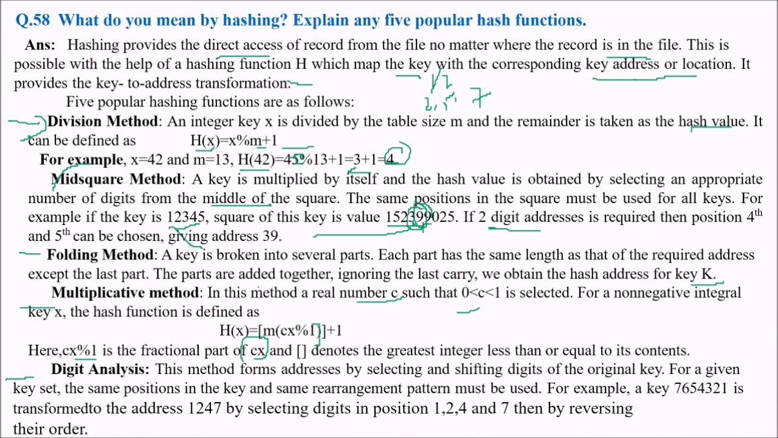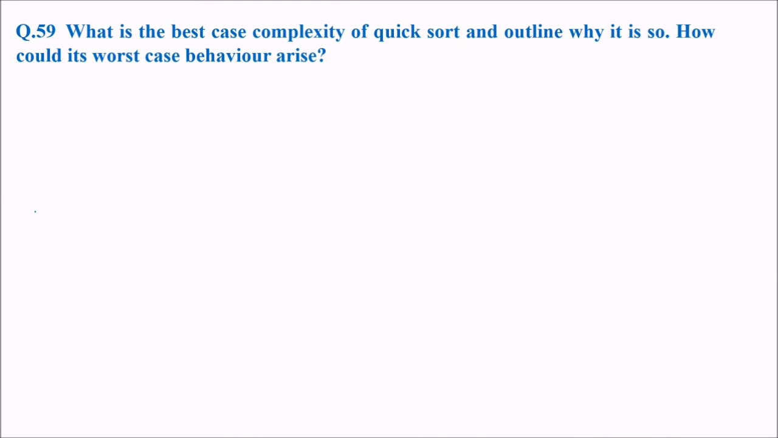Next is digit analysis. This method forms addresses by selecting and shifting digits of the original key. Let us take an example. For a given key set, the same position in the key and the same rearrangement pattern must be used. For example, a key is 7 6 5 4 3 2 1. This is transformed to 1 2 4 7. So we have selected the digits in positions 1, 2, 4 and 7, and then reversed them. Okay, so this is what we have seen as hashing.